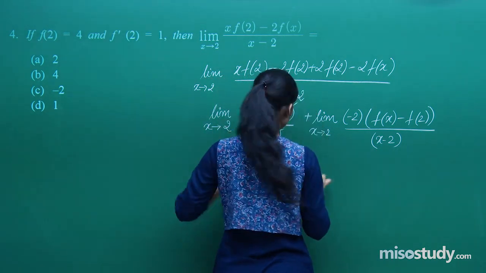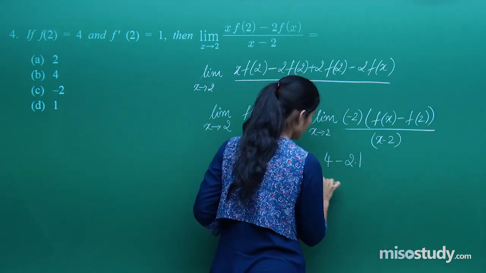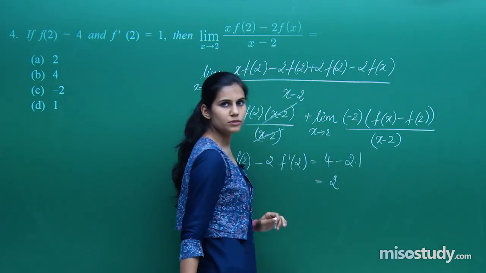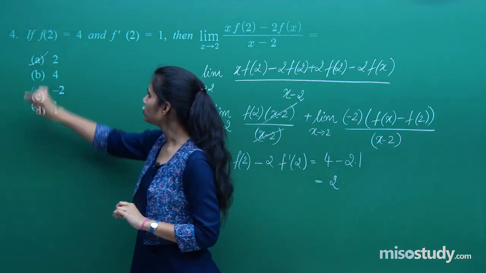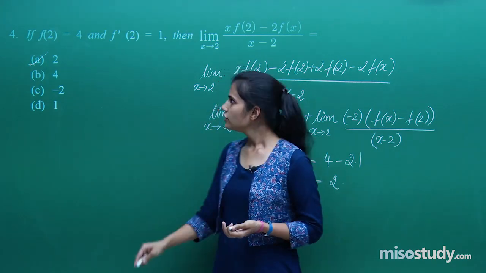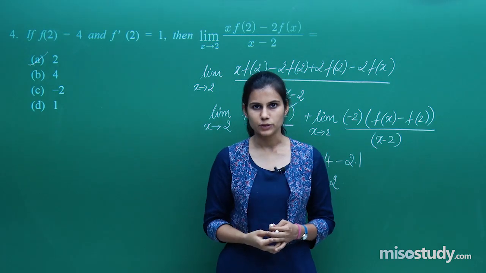F of 2 is given to me as 4. F dash 2 is given to me as 1. 4 minus 2 gives me 2. And therefore the answer of this expression is basically nothing but 2. Easy enough, just need to manipulate it accordingly so that you can use the very derivability definition as well.